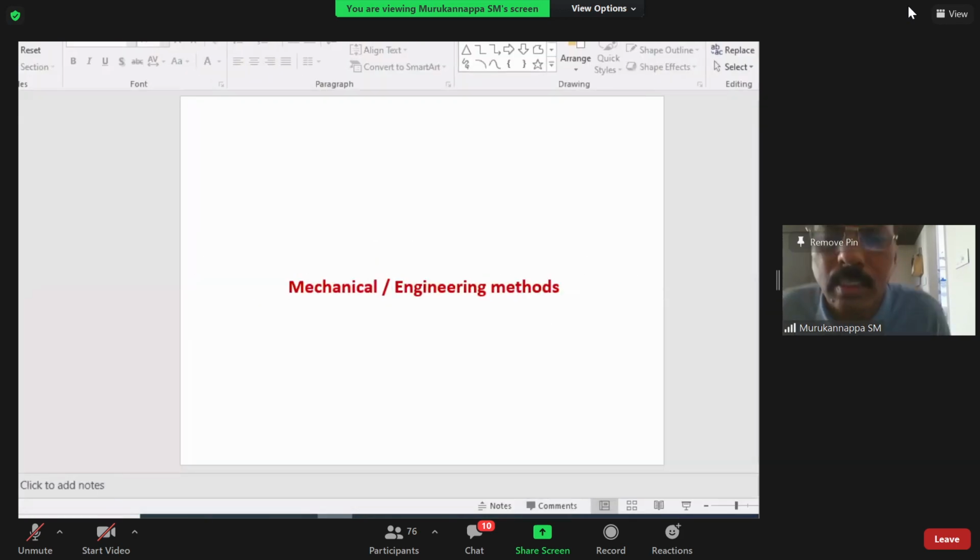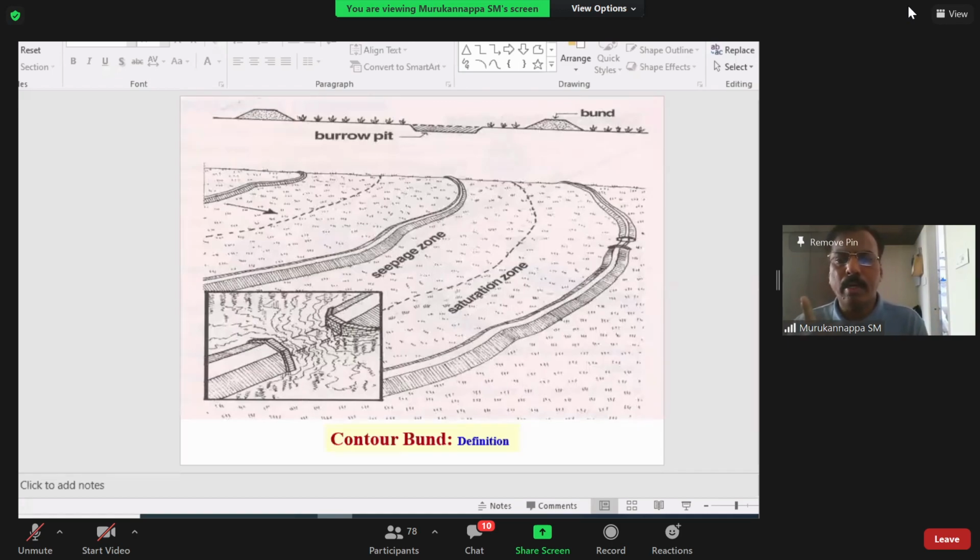So mechanical measures, I think I told you. Where there is more topography and the land requires it, more water flows, so you have to make it check. Check means you have to stop. So what are the measures? Let us study one by one. The first is the contour bund. This is a bund which is constructed on the contour. See here, there is a contour line, and on that contour line we have to make a bund.